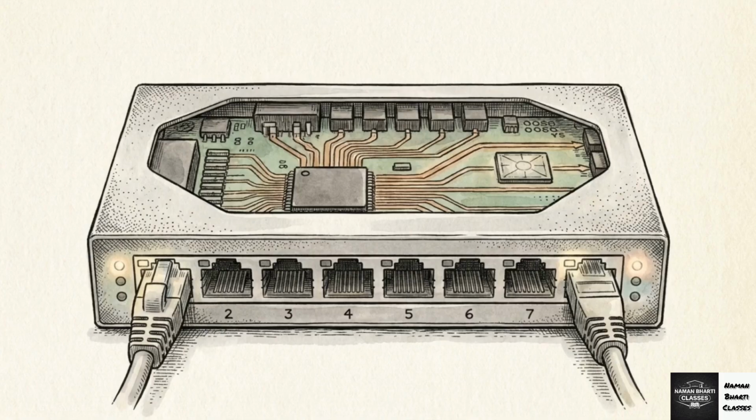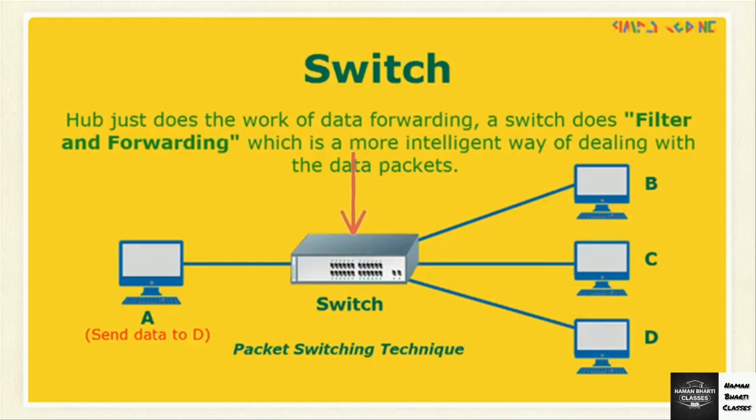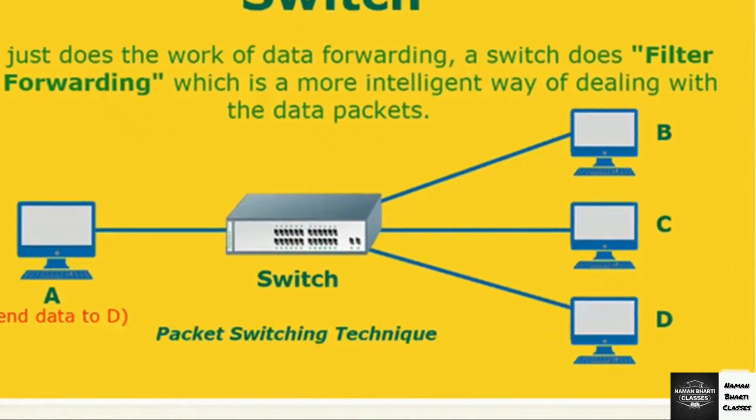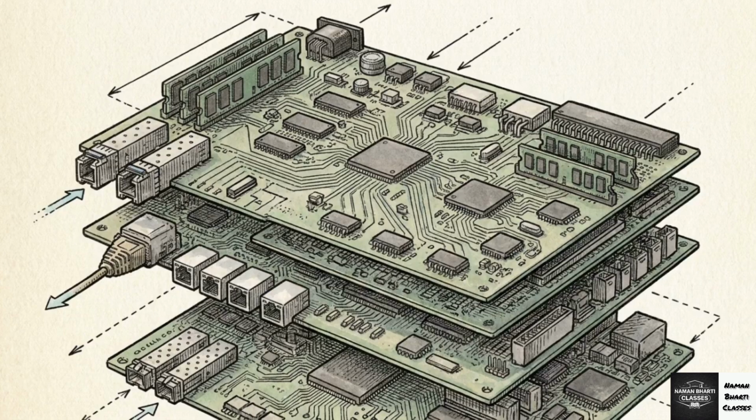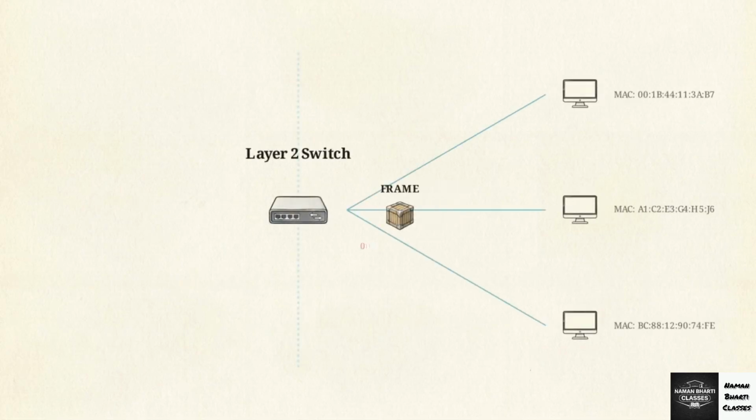To solve that problem, you move one step up the hierarchy to the network switch. This schematic illustrates how a switch replaces mindless broadcasting with intelligent filtering and forwarding. It identifies exactly where computer D is and sends the data exclusively down that specific path. It pulls this off by operating at the data link layer. Instead of spraying raw bits everywhere, the switch organizes data into manageable frames and actively learns the physical MAC address of every single device plugged into it.